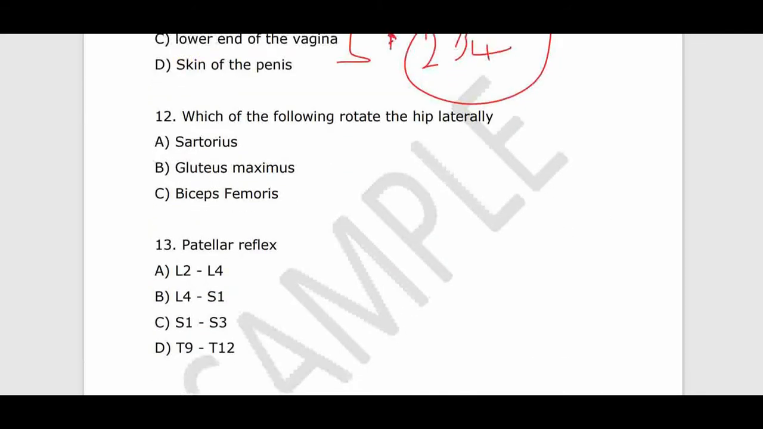Which of the following rotates the hip laterally? This is an interesting question because it's easy to remember, but it keeps reoccurring, and sometimes I just keep forgetting it. There are 7 lateral rotators of the hip. Some people say 6, but if you say 6, you won't be able to answer this question. You should just memorize them.